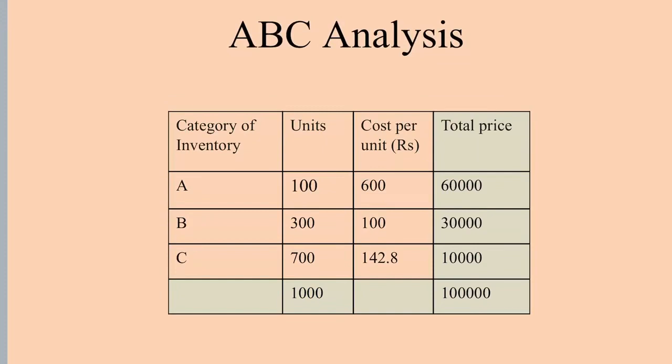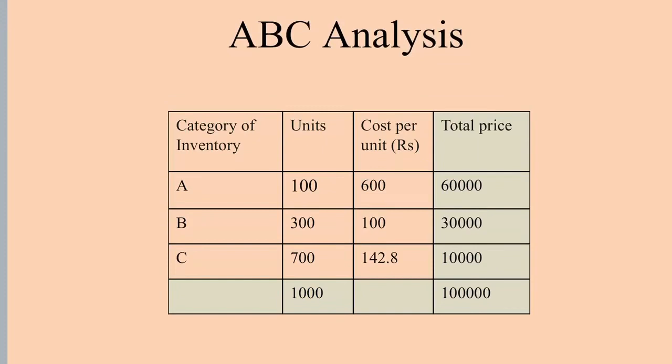Here there are 3 categories of inventory, A, B and C. Now look at the percentage unit of A. Out of 1000 total units, A has only 100 units, that means 10%. 30% B and 70% C. But when you see the price, out of 1 lakh rupees, 60,000, 60% is of A. That means A is an inventory category where the units are less, but the fund involved is high, or these are expensive items which form a major cost of total inventory that is held with the company. So such items are A category items.